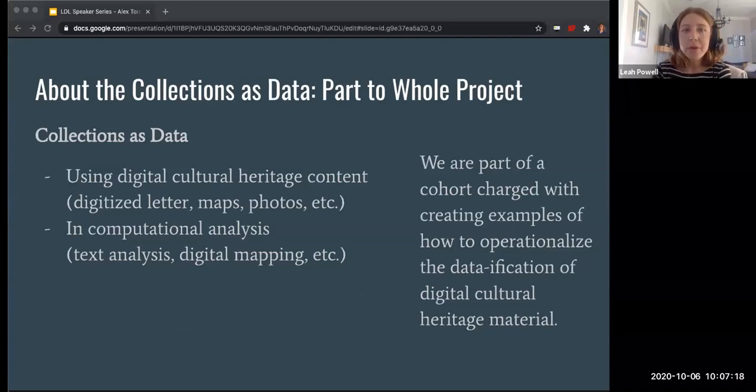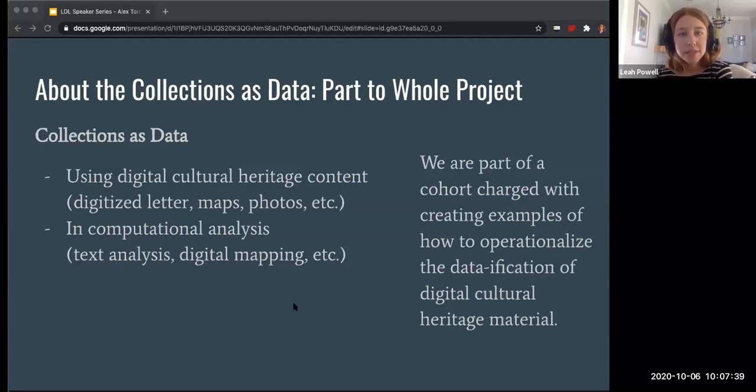This speaker series is part of the LDL as Data project funded by the Collections as Data team and Mellon Foundation funds. The goal of this project is to support the development and use of collections as data, particularly their capacity to serve underrepresented communities.